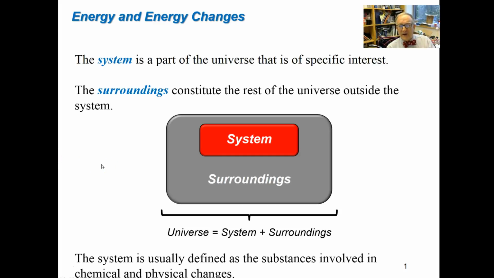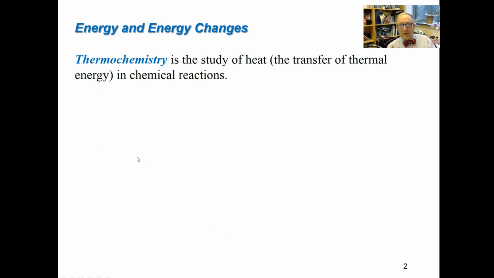The system is usually defined as the substances involved in chemical and physical changes. And so what we'll be looking at is what's taking place in the beaker or a flask or the calorimeter that we'll be talking about a little bit later in this chapter. So what we're looking at is a branch of chemistry that's known as thermochemistry. It's the study of heat.